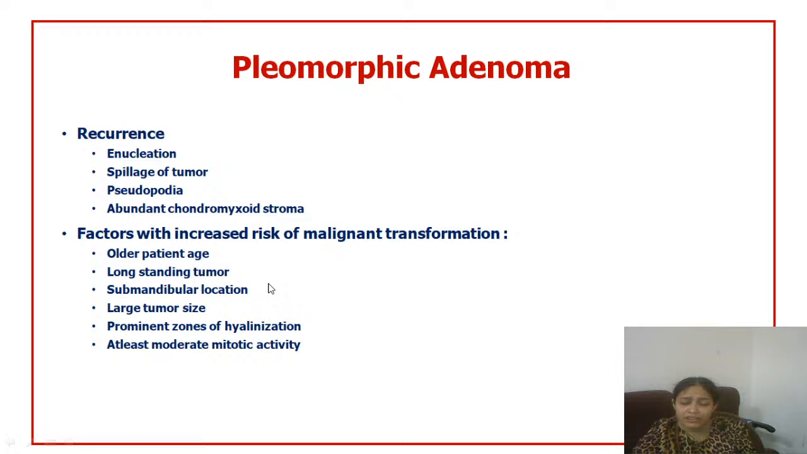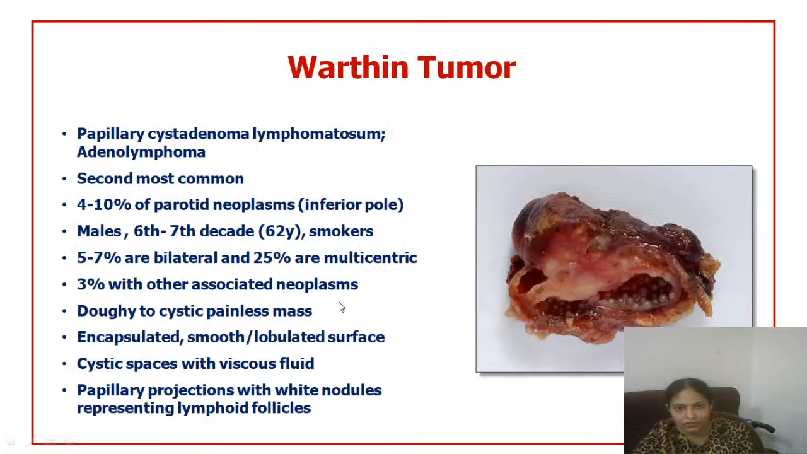Pleomorphic adenomas are known to undergo malignant transformation, and that is known as carcinoma ex pleomorphic adenoma, or carcinoma arising in a pleomorphic adenoma. This occurs in older patients who have longer standing tumors, which are in submandibular location, large size of tumors, and these are the risk factors for this.